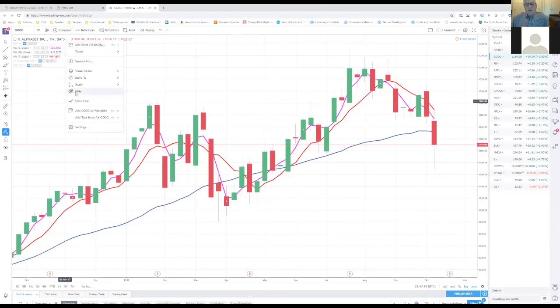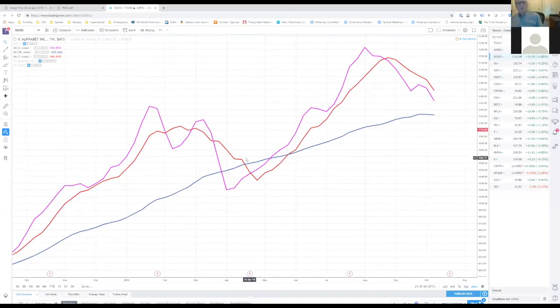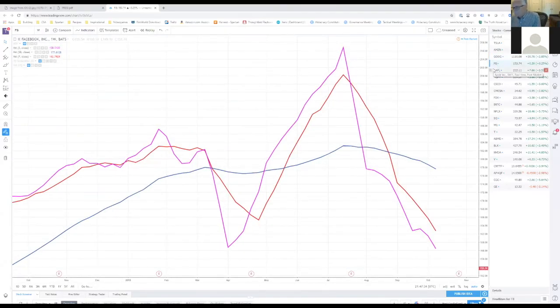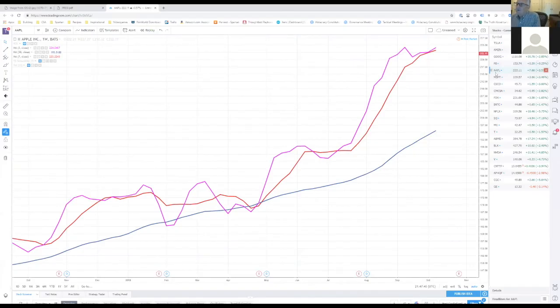You knew that had to happen without knowing this was Google and without looking at the price, because you can't flatten a long-term out unless price is below it. Let's look at Facebook. Is it in trouble? Yes. Let's look at Apple. Is it in trouble? No.